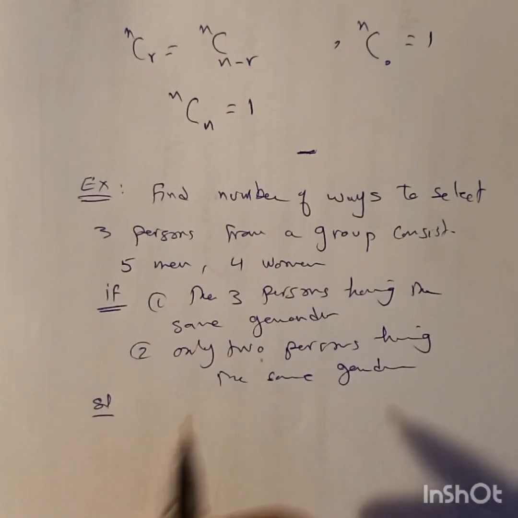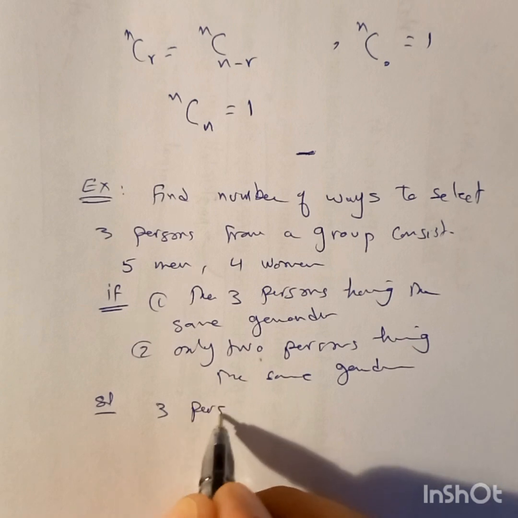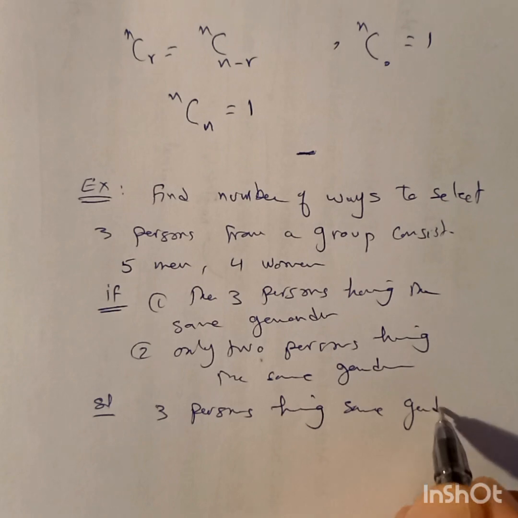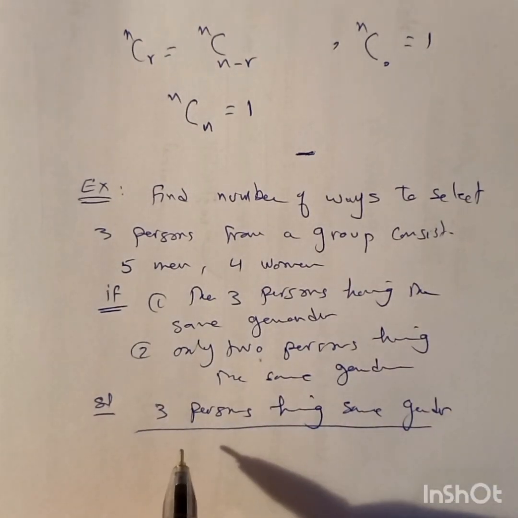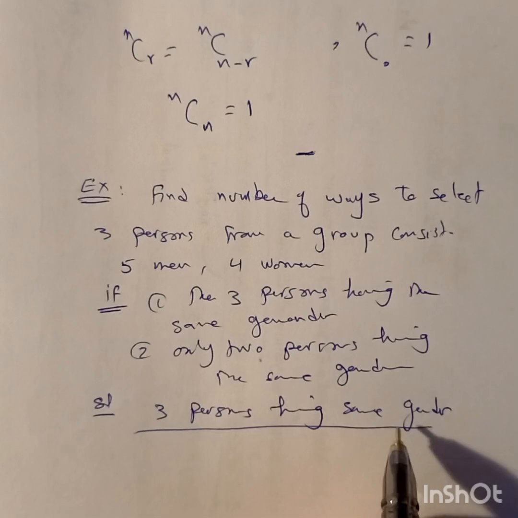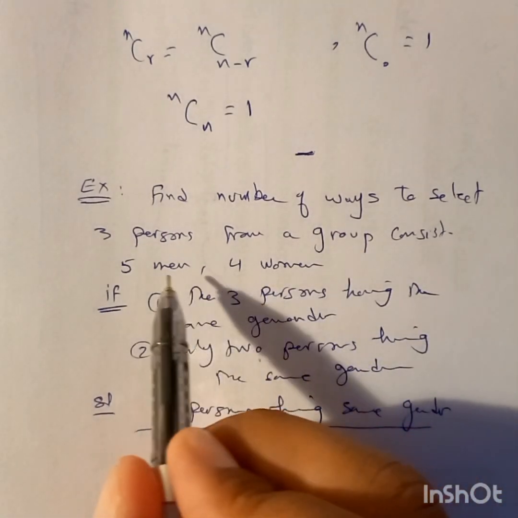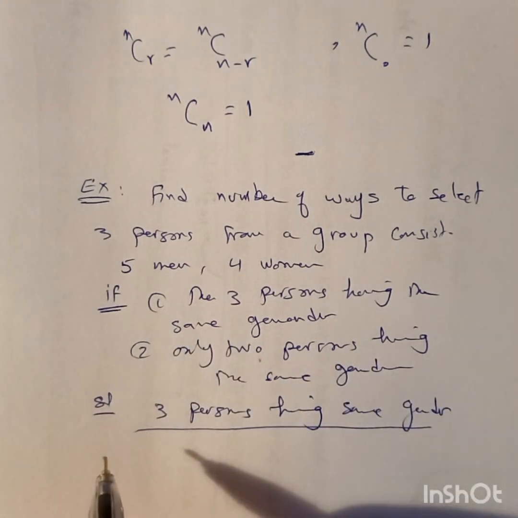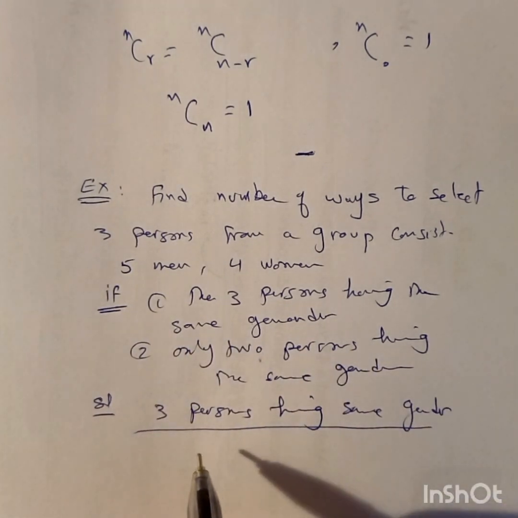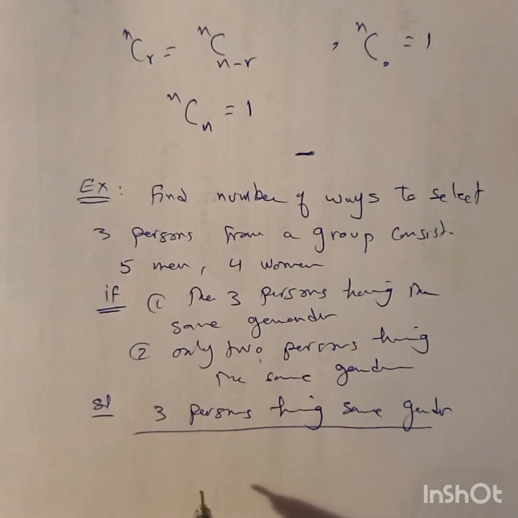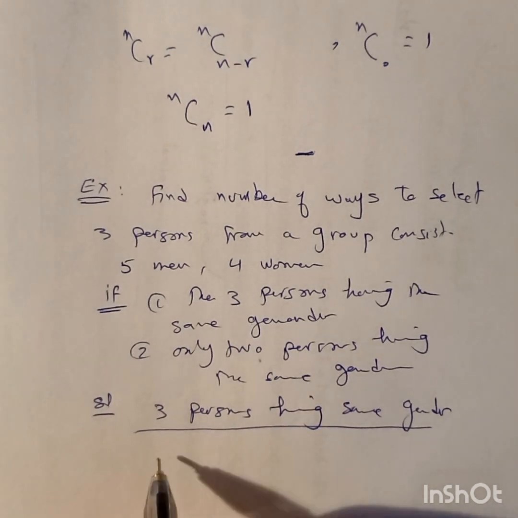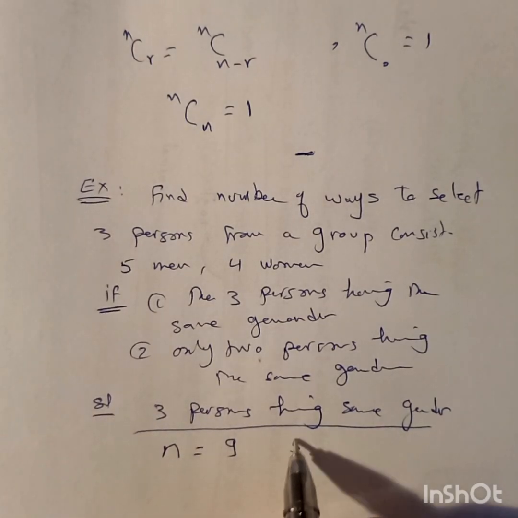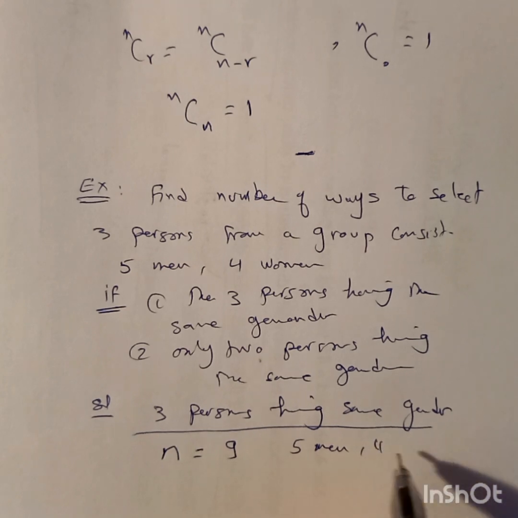First, we'll study the case when the 3 persons have the same gender. Here we need to form a group of 3 persons having the same gender from a main set of 5 men and 4 ladies. Here we don't have arrangement, so we are going to use combination. The number of elements of the main set equals 9 persons, as we have 5 men and 4 ladies or women.